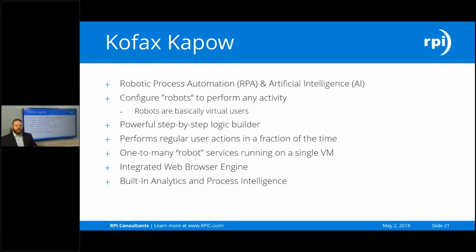What's really great about Kapow, especially as opposed to its competitors, is that one-to-many robot services can be running on a single virtual machine. Many other similar types of software require one-to-one robots to virtual machines, requiring a significant infrastructure. Part of what allows it to do this is that it has an integrated web browser. It does not have to rely on the virtual machine's installed web browser to access websites. And of course, it has built-in analytics and a process intelligence to allow for continually improving your process over time.